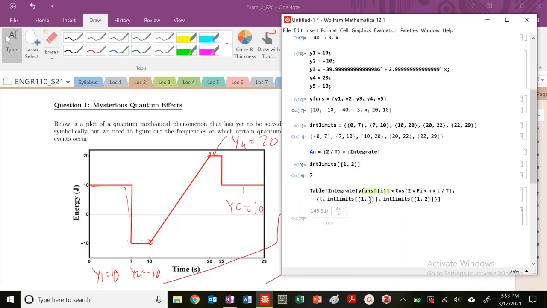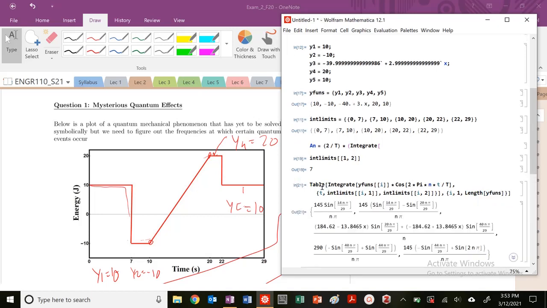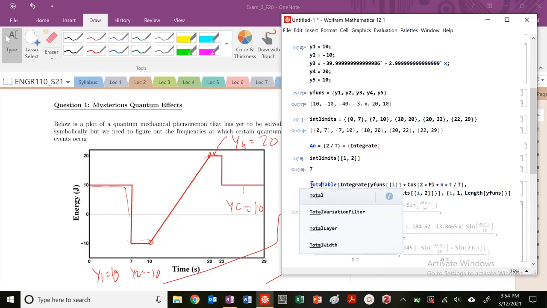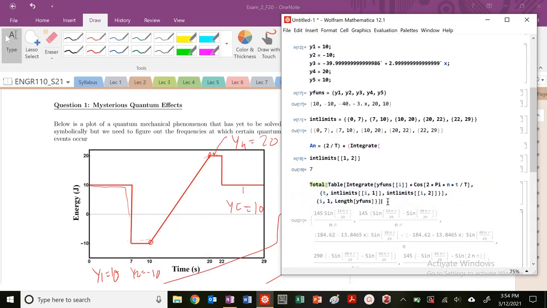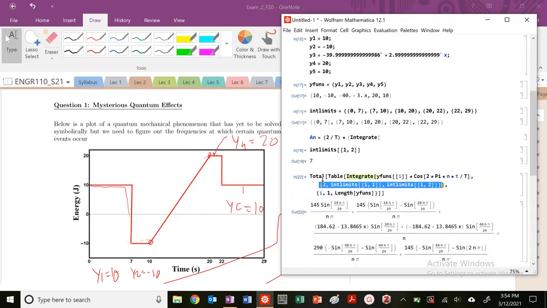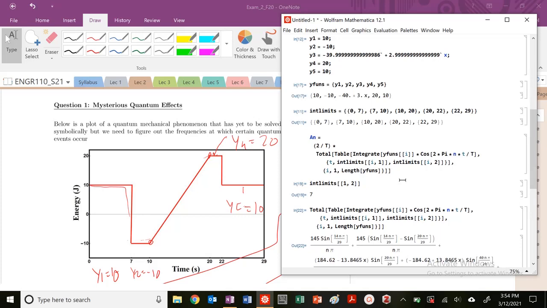So I'm going to go from i to i here, i from 1 to length of y funds. And then I want to do total, because we need to add all these together. I'm going to total these. And you can do this step by step again. You'll have enough time on the exam, but I'm always interested in making my code a little bit more efficient.